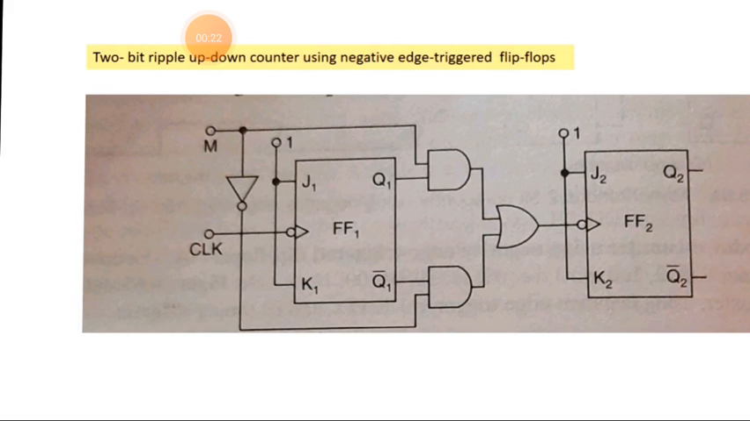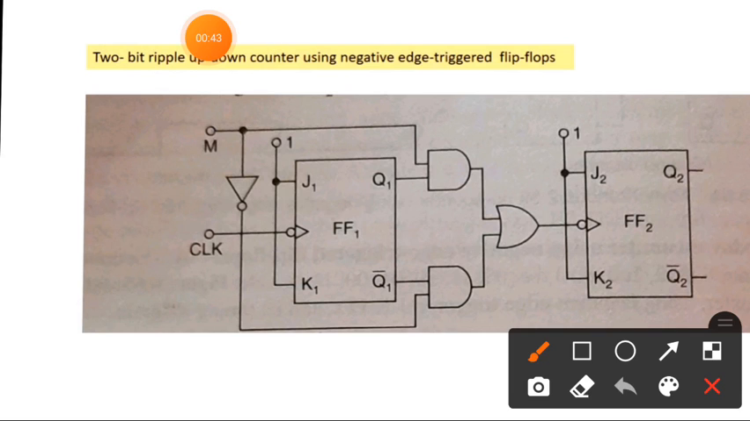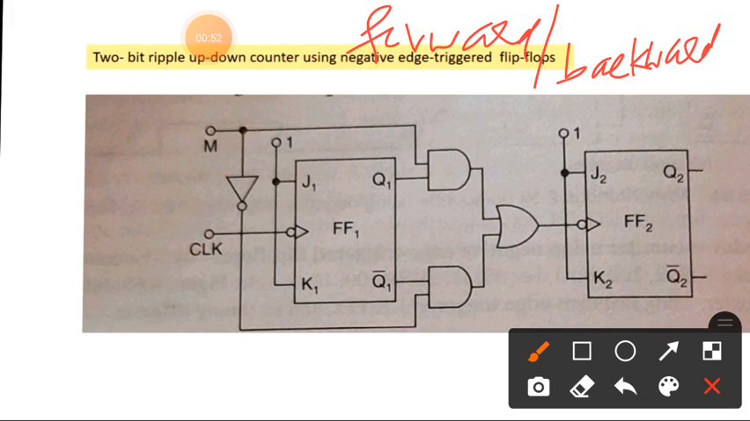Here, as the name indicates, an up down counter is a counter which can count in both upward and downward direction. The up down counter is also called a forward or backward counter, or a bidirectional counter. Bidirectional means we can count the number in both upward and downward direction.